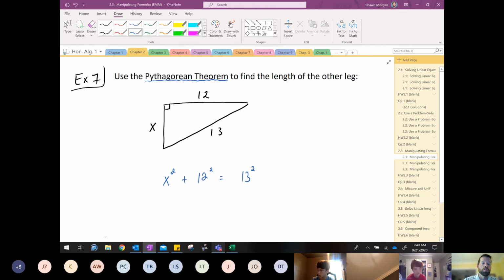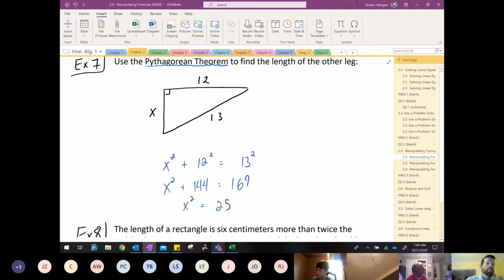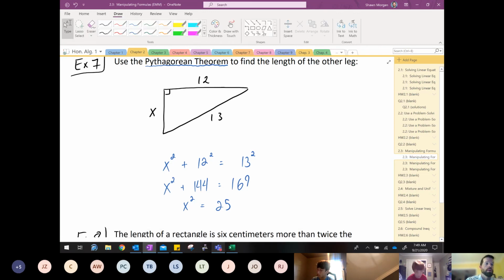Now we know what 12 squared is. That's 144. Do we remember what 13 squared is? 169. And then look at that. It's a two-step problem from there. We subtract 144, so we get x squared equals 25. And then we take the square root of both sides. I'm out of room here on my screen. Hold on. That's a little bit better. We would take the square root of both sides. And what would y'all tell me? X equals... Anyone? 5. Yeah, x equals 5.